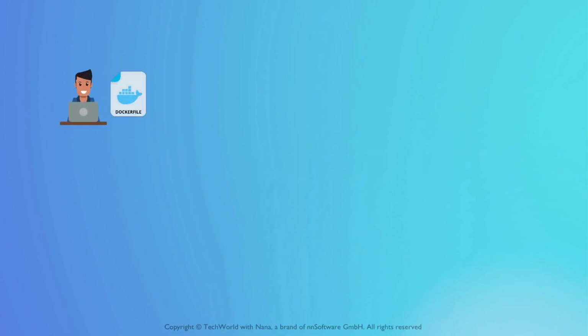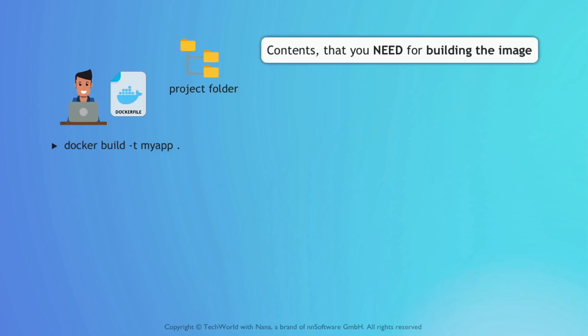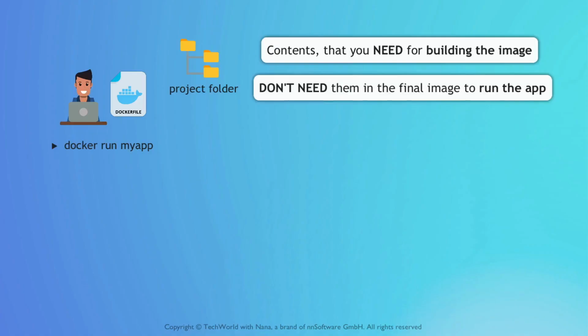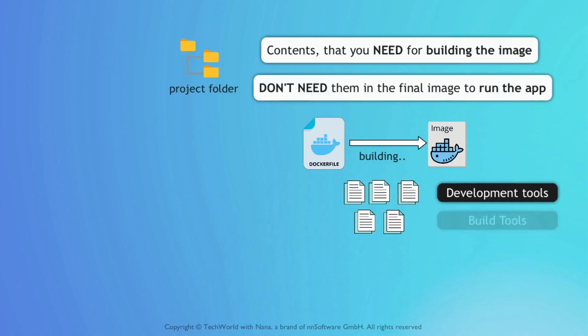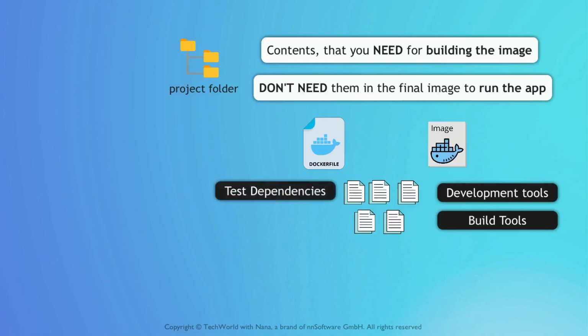But now let's say there are some contents in your project that you need for building the image, so during the build process, but you don't need them in the final image itself to run the application. The way it works is that while you build an image from a Docker file, many artifacts actually get created which are required only during the build time. And this could be development tools and libraries needed for compiling the application, or this could be dependencies needed to run unit tests, could also be some temporary files, and so on.